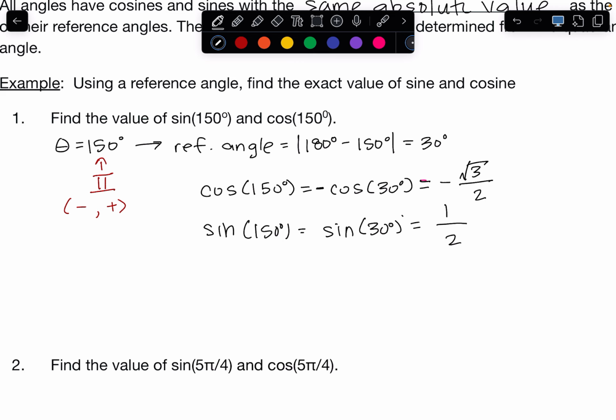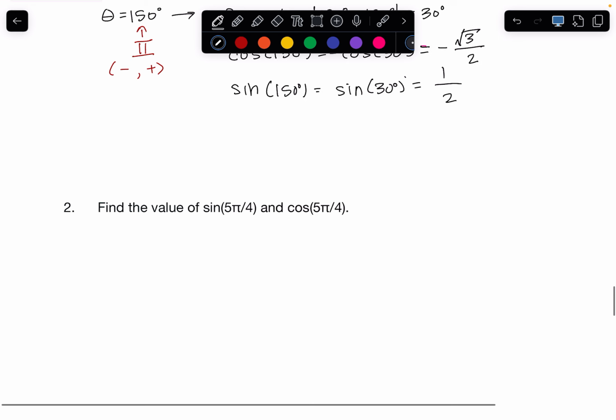Yay. I'm going to challenge you to do the same thing with 5 pi over 4. Take about 2 minutes in your small group. And then we will come back together. I'm going to have one or more of you walk us through how to do that. I'll even let you write on my iPad. It makes you feel fancy.